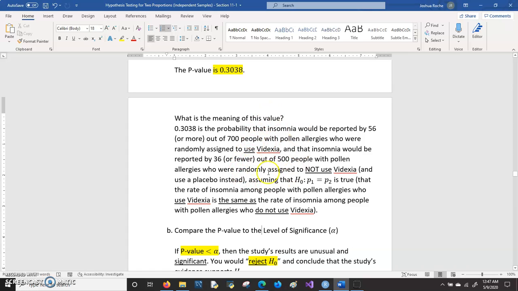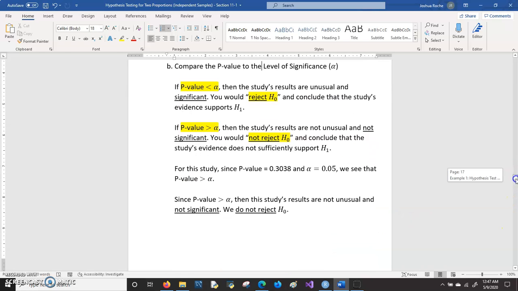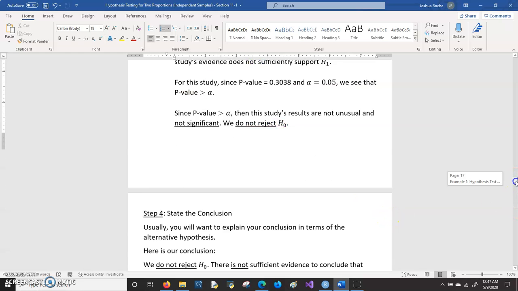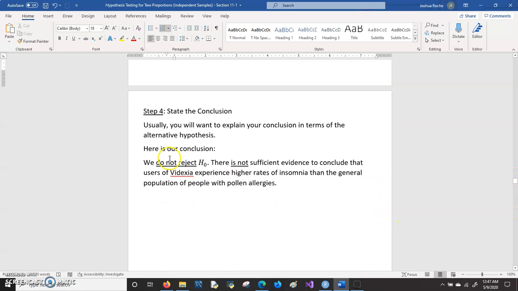But you want to keep in mind that in general a p-value is a probability, and it's just telling us the probability that we would get this particular result from the study. So this p-value is more than alpha, and for that reason our study's results are not unusual, and we would say that we do not reject the null hypothesis. And so our conclusion is there is not sufficient evidence to conclude that the users of Videxia experience higher rates of insomnia than the general population of people with pollen allergies.